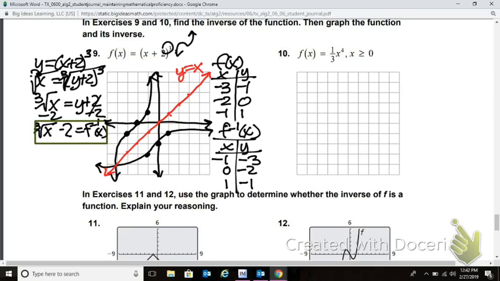All right, number 10. Go ahead and pause that if you didn't write that down, because I'm going to clear it off here and do number 10.